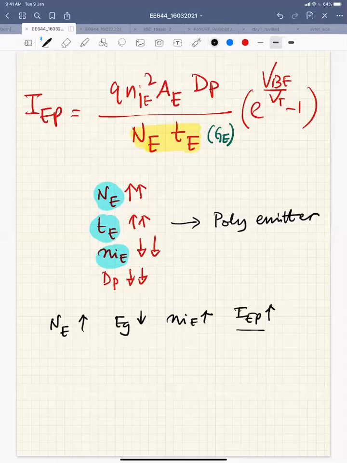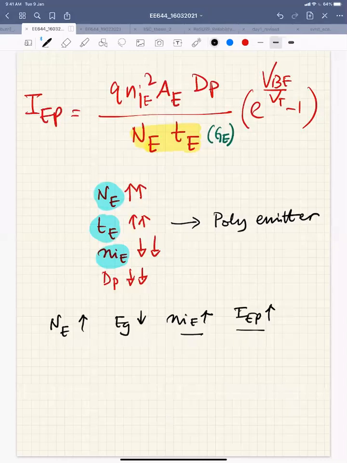So this is a second order effect. I will call it the highly doped emitter effect, right? So highly doped emitters actually increase the NI, right? Okay. So this is how we do it, right?